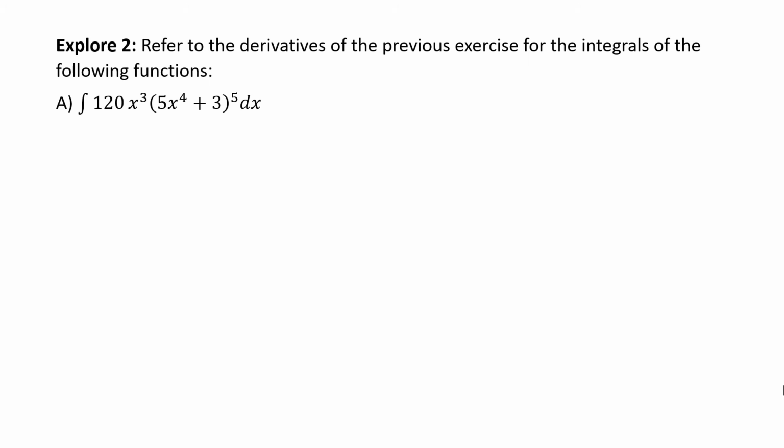Continuing with the exploration, refer to the derivatives of the previous exercise for the integrals of the following functions. Part A. Integrate 120x cubed times the quantity 5x to the fourth plus 3, all raised to 5 dx. The question that needs to be answered is the derivative of what function will give us this 120x cubed times 5x to the fourth plus 3 to the power of 5 dx.